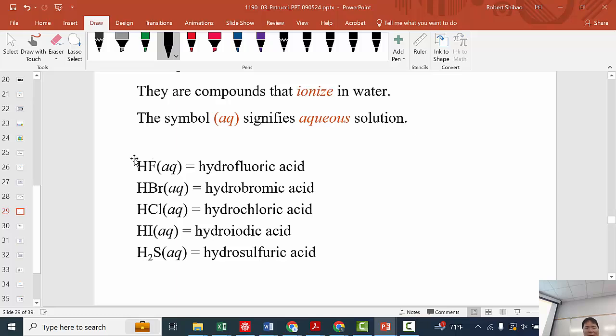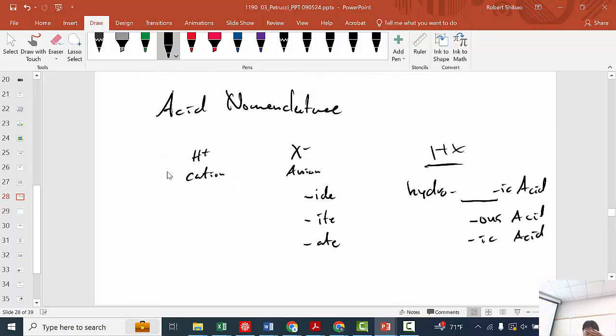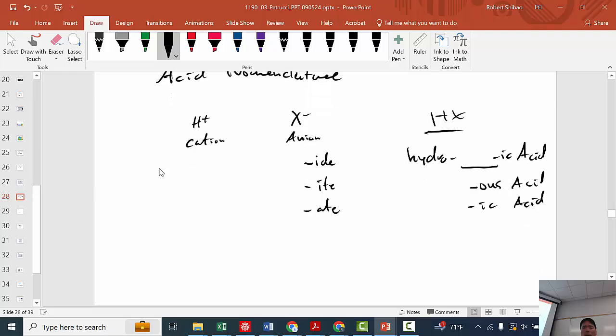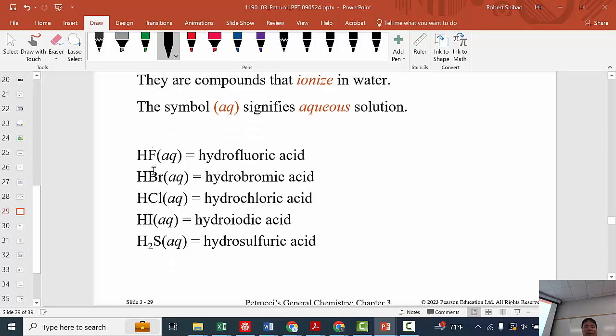So this is fluoride. F minus is fluoride, hydrofluoric acid. Br minus is bromide, hydrobromic acid. Cl minus is chloride, hydrochloric acid. I minus is iodide, hydroiodic acid.